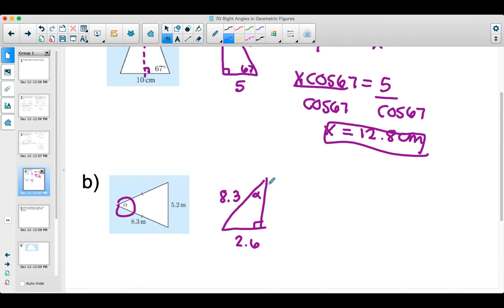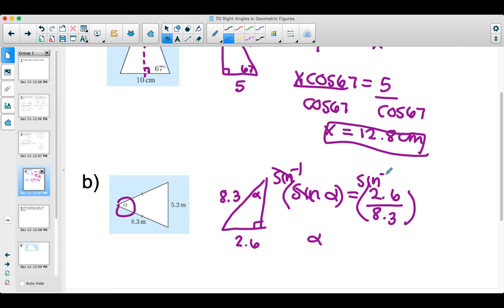So we have the opposite and the hypotenuse, so we have sine. So I have the sine of alpha is equal to 2.6 over 8.3. And then we have to do our inverse sine to get rid of the sine so that alpha is by itself. But if I do it there, I have to do it here. And when I do inverse sine, I get 18.3. But again, like I said, that's only half of this entire angle here. And so I have to take 18.3 and multiply it by 2, which gives me an angle of 36.5 degrees.